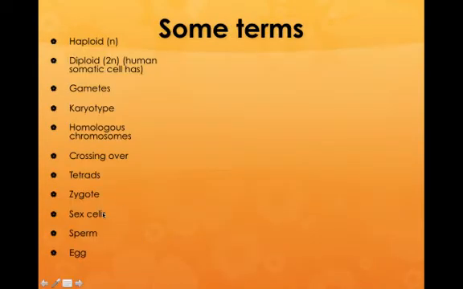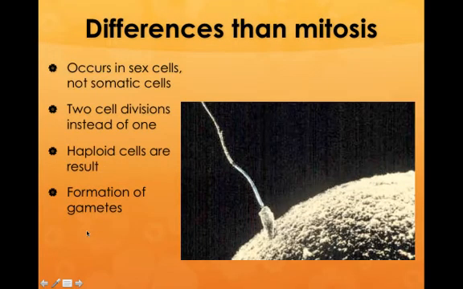The sex cells are haploid gamete cells that are created by the process of meiosis. Sex cells are created by meiosis. Sperm is the male sex cell and egg is the female sex cell. All right. Some differences from mitosis. It occurs in sex cells, not somatic cells. So only one group of cells in the entire human body performs the process of meiosis.